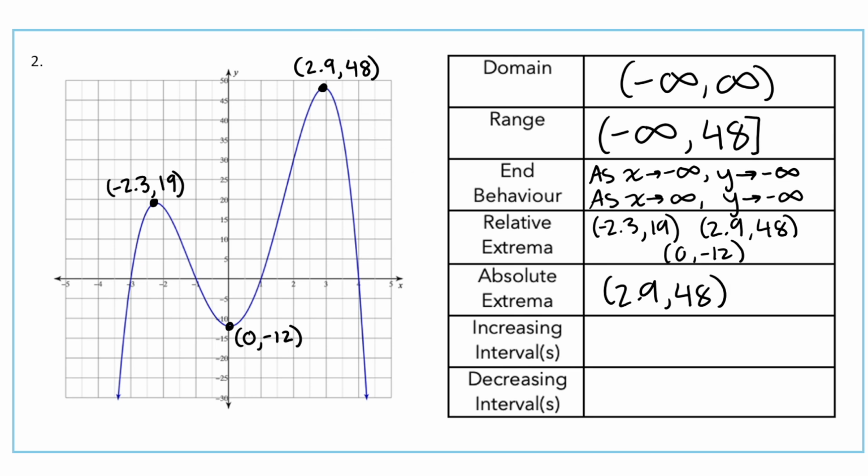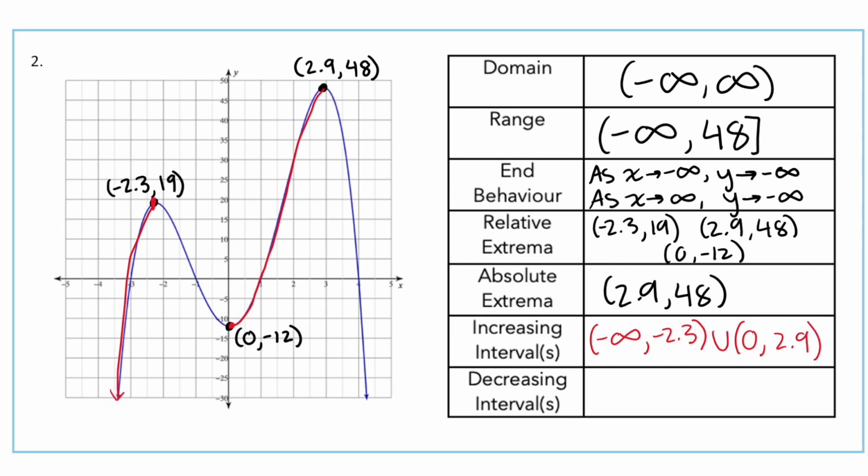Okay, increasing intervals. It is increasing here. So everything to the left of negative 2.3, and then it stops increasing at negative 2.3. And then it's going to start increasing again once I get to 0, and then it'll stop increasing at 2.9. So I've got from 0 to 2.9.